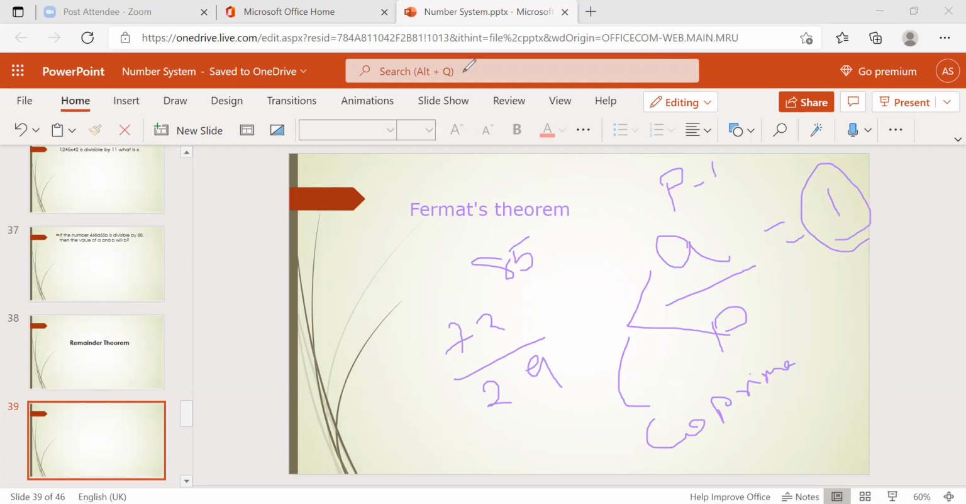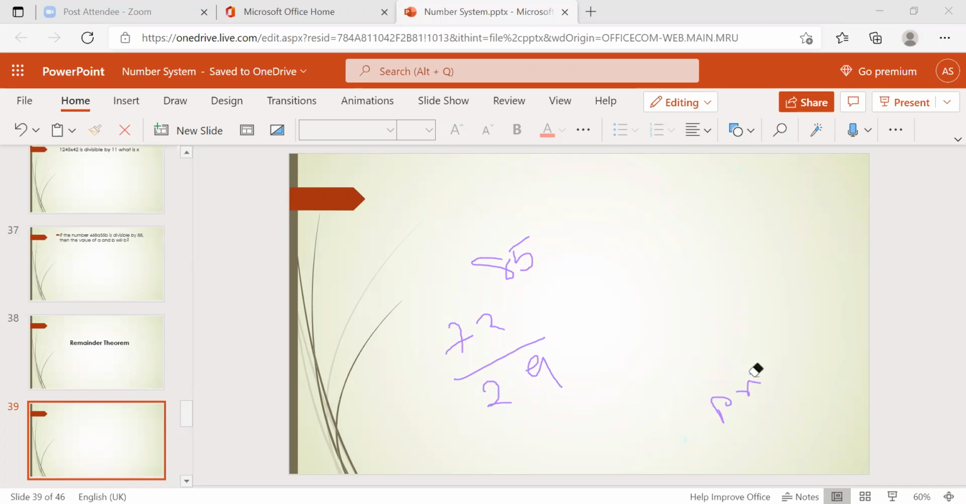Suppose they give one of the examples like this: 72 power 85 by 29. Yes, 29 is a prime number. What we want here, this is A and this is P. But here we want 29 minus 1, what is that? 28. So if you want to apply the Fermat theorem on this, the power will be 28.